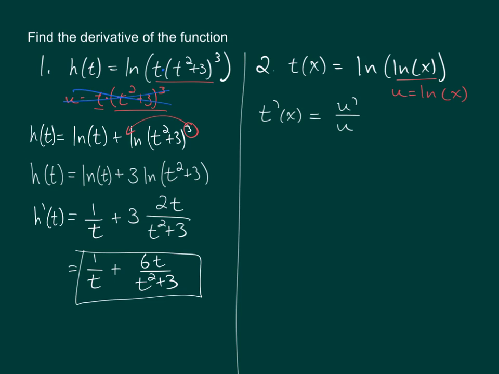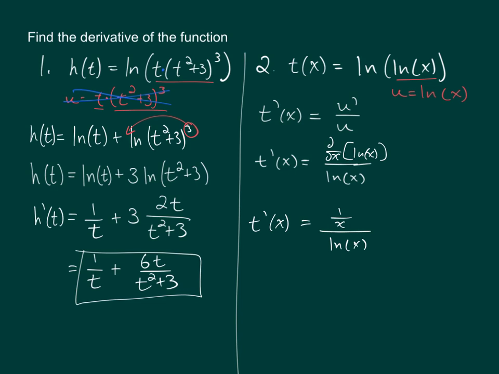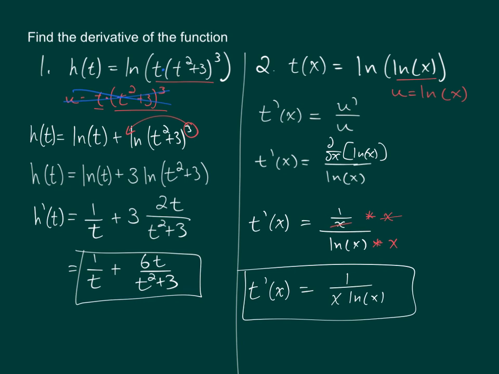But u in this case is the natural log of x. So I know that t prime of x will be natural log of x in the denominator, and then in the numerator, the derivative of the natural log of x. But we already know that the derivative of the natural log of x is 1 over x, and this is all still over the natural log of x. From there, to get rid of this fraction within a fraction, we want to multiply the top and the bottom by the least common denominator, which is x. And what that will do is leave you with t prime of x equaling 1 over x natural log x as the derivative for this example.